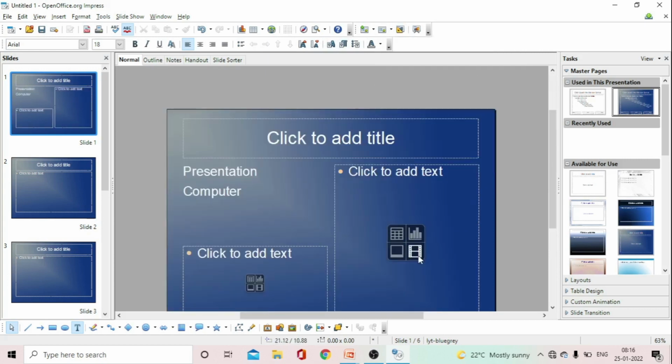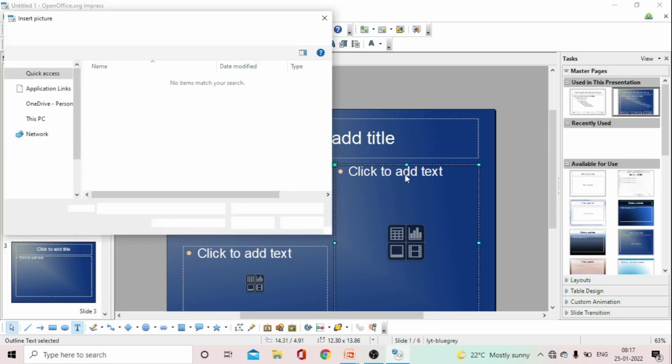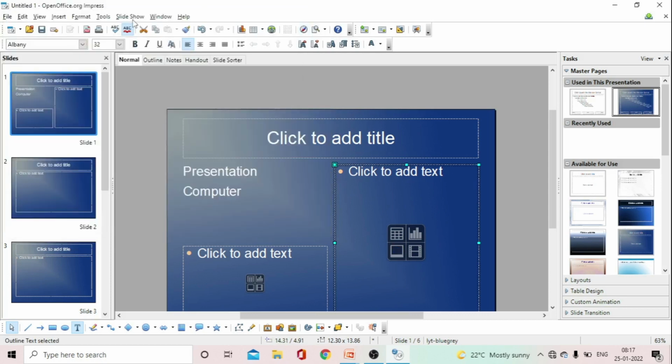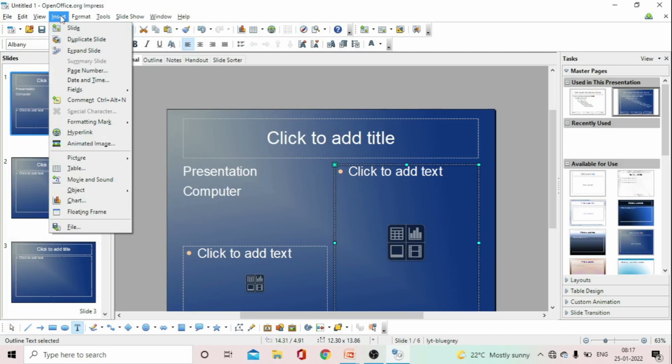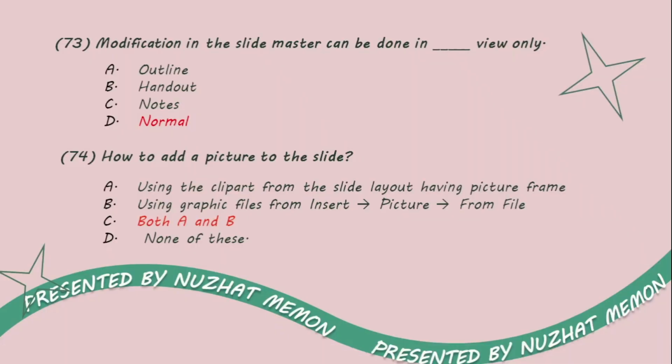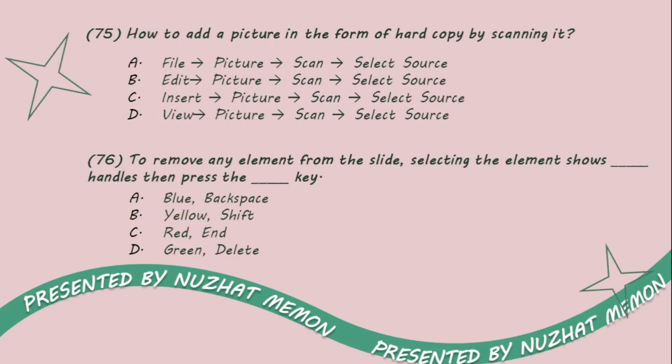You can insert a table, a chart, or a picture from here also. Or you can directly go to the insert menu and then add a picture, from a file, or you can scan. Next is how to add a picture in the form of a hard copy by scanning it. I told you, right? So it is insert, picture, scan and select source.